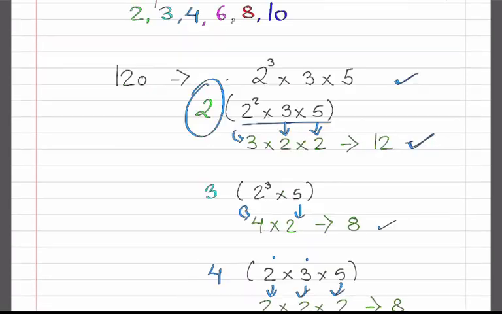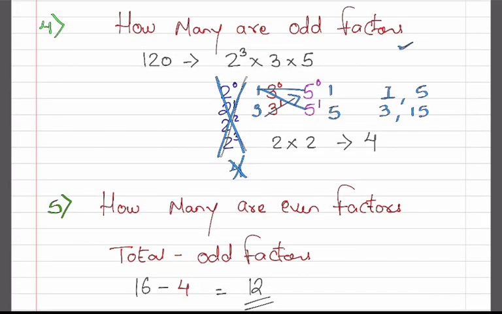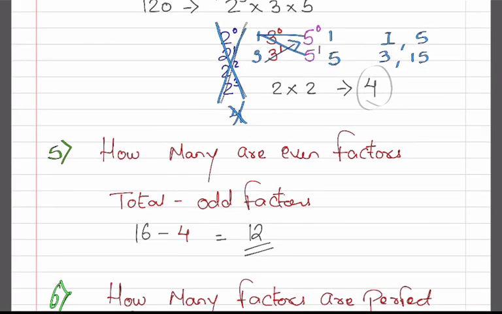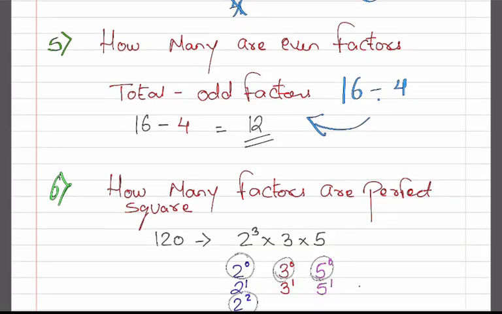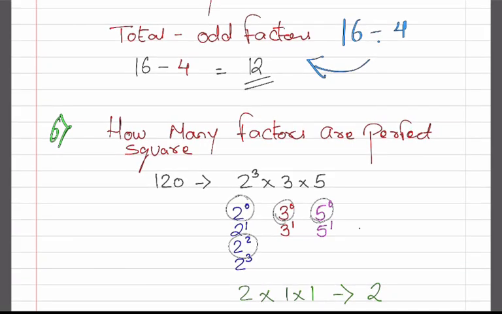So divisibility by 2, 3, we know that. We know how many of them are odd and even, right? How many odd factors are there? We know that it's 4. If I ask you how many even factors are there, this would be simple, right? Total number of factors are 16, odd factors are 4, so even factors will be 12. Okay, so this should also be simple. Now I am asking you, how many factors are perfect square?